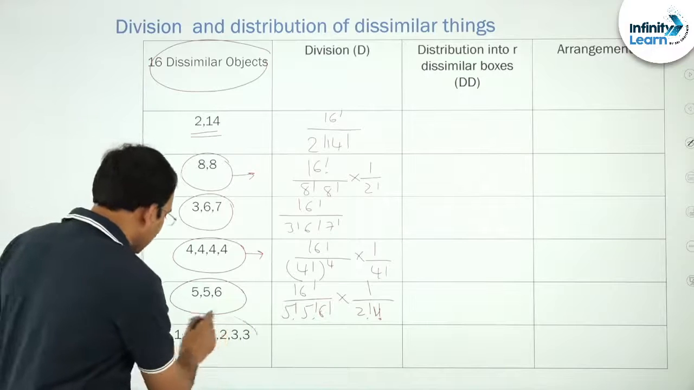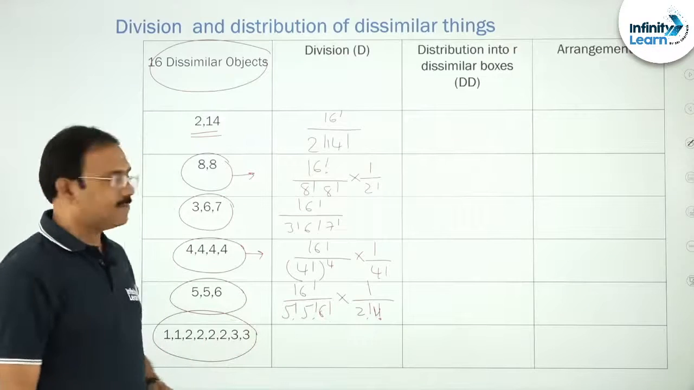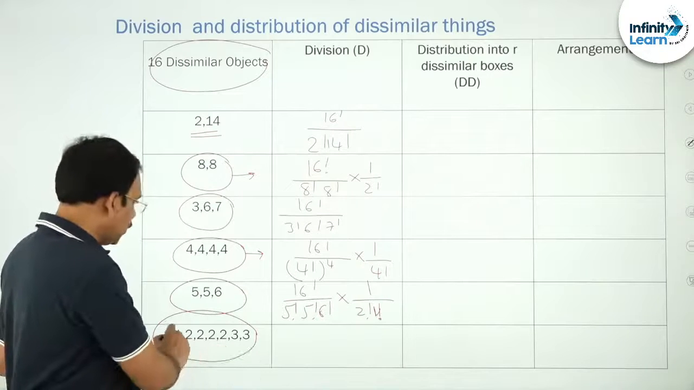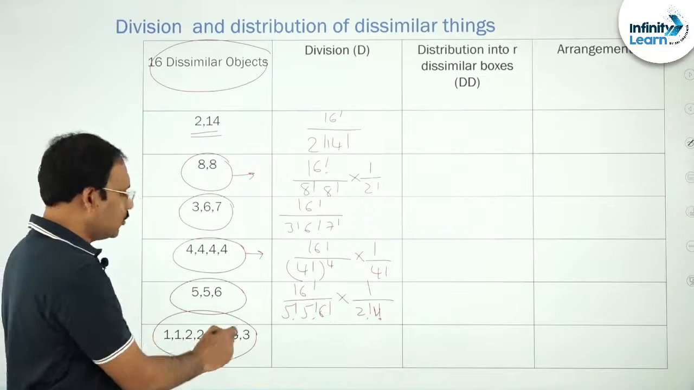Now the last one, just for understanding the concept, the 16 is to be divided into, I think you can see, 2 1s, 4 2s, 3 3s.